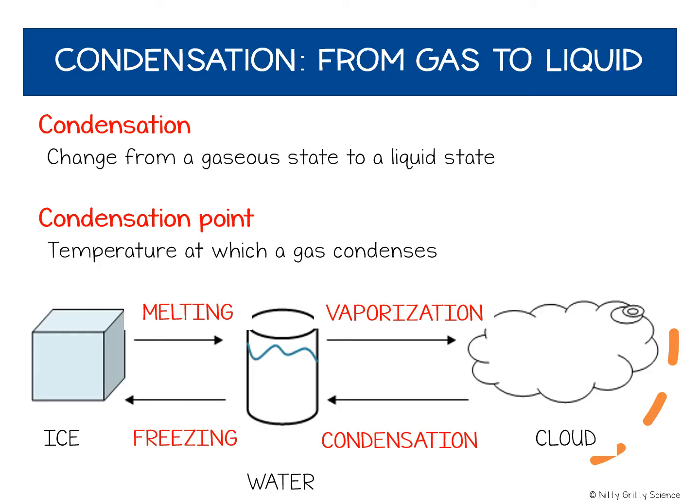Condensation is when a gas changes into a liquid through a cooling period after water has been evaporated into the air. The air cools down and the water molecules clump together to form tiny droplets of liquid. This is how clouds are formed.